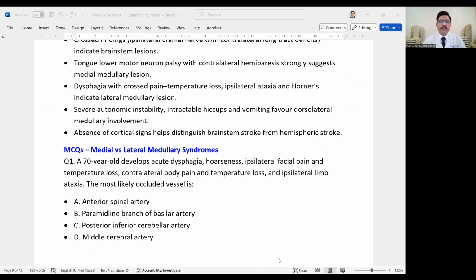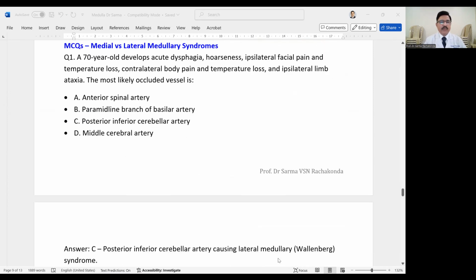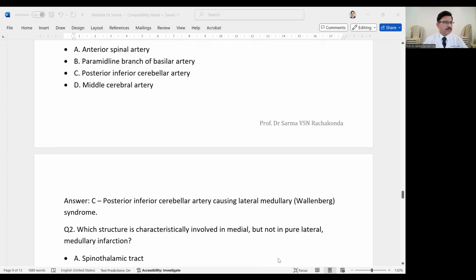Most likely diagnosis? Lateral medullary syndrome. Which artery is involved? The answer will be C. Answer is C: posterior inferior cerebellar artery causing lateral medullary syndrome, or Wallenberg syndrome.